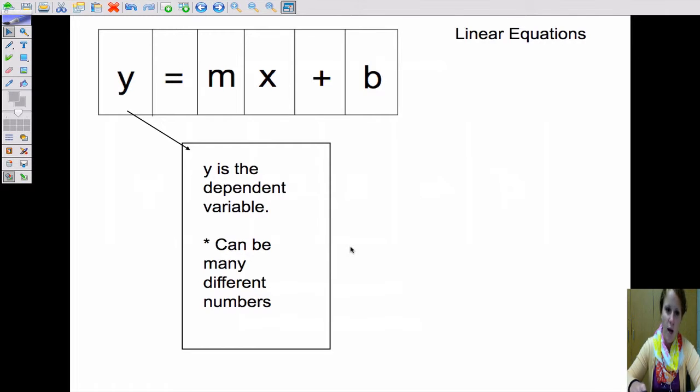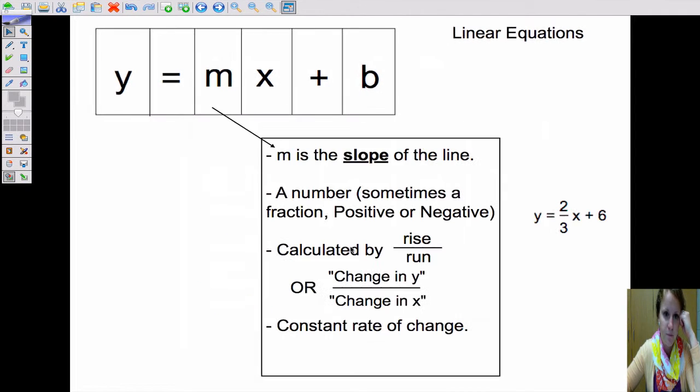In this equation, y is the dependent variable. It can be many different numbers. That's kind of what variable means. It varies. It can be anything depending on what x is. It's dependent on x. Okay, so in an example, if we're talking about the real world, like if you're riding a bike, your distance depends on how long you've been riding. Or if you're selling magazines, how much money you've made depends on how many magazines you've sold.